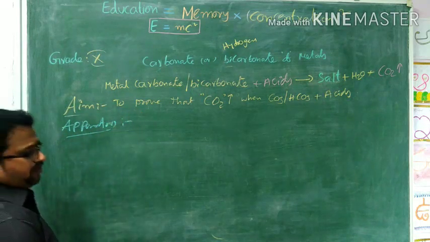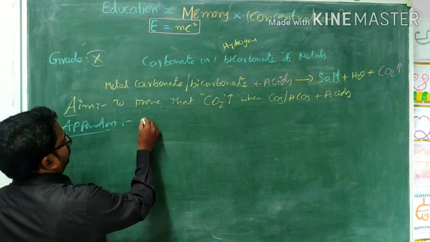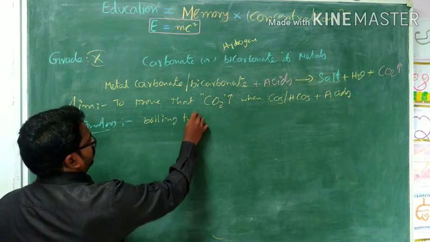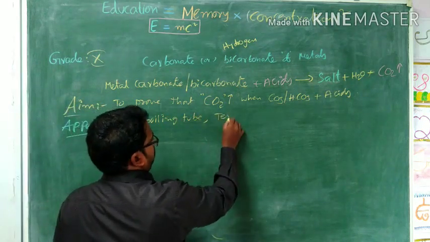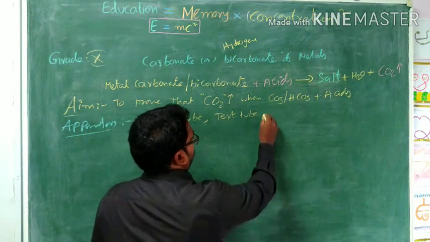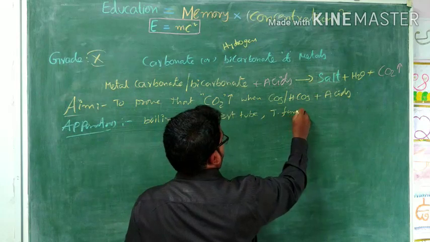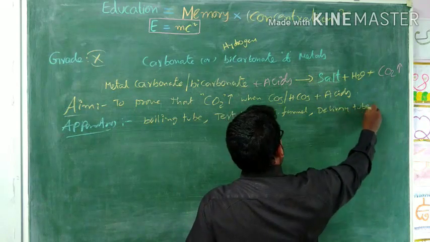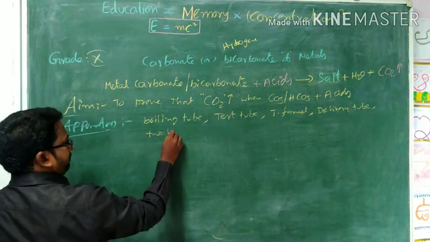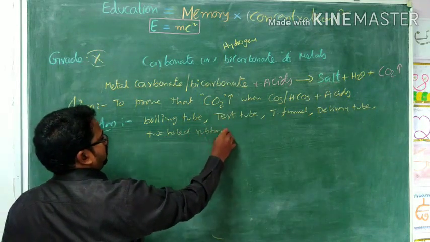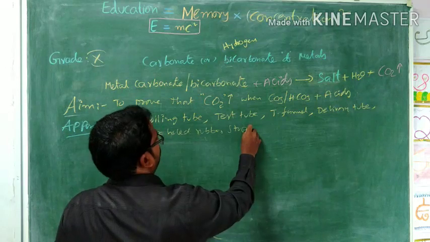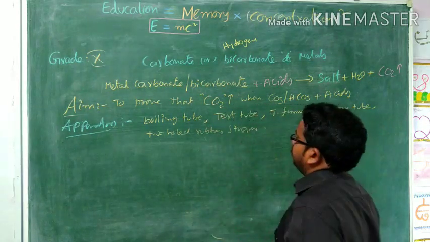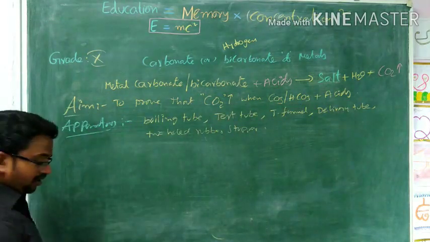The apparatus we consider are instruments and chemicals. Here we need one boiling tube, one test tube, one thistle funnel, one delivery tube, and a 2-hole rubber stopper. So these are the requirements, or the apparatus.